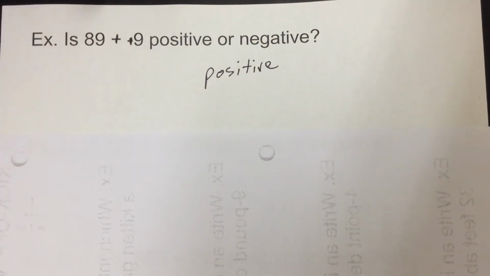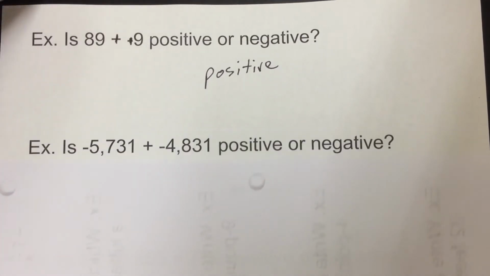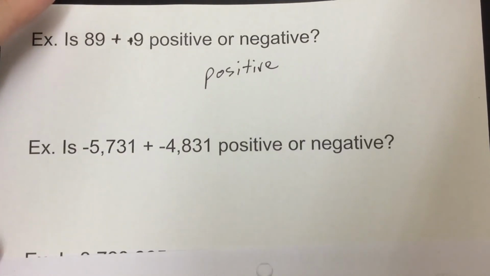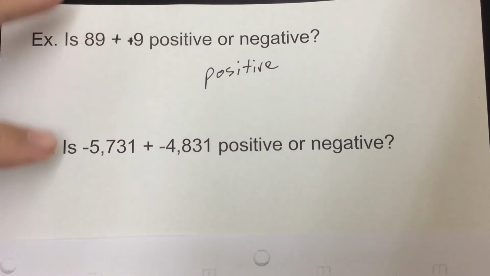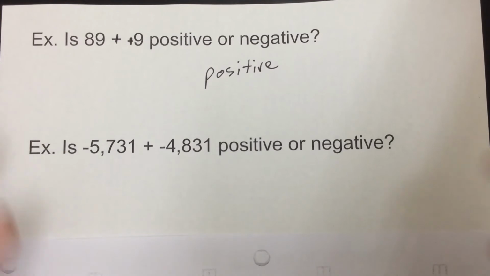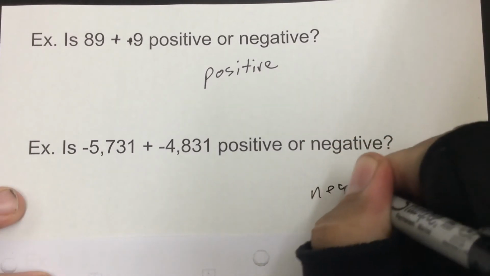Okay. Now, tomorrow we'll get into what it actually is when we find those answers, but for now, that's what we're doing. So here, we're adding two numbers. They're both negative. So if they're both negative and being added, in the end it'll be negative.